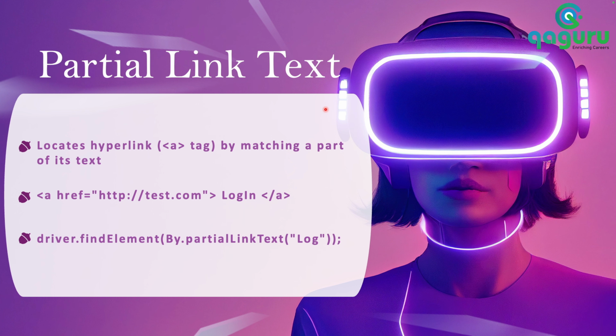Partial link text locating strategy locates hyperlinks by matching a part of its text. Suppose you have a hyperlink element with the link text as login. Okay, so you can use the locator By.partialLinkText and instead of specifying the complete link text, you can specify a part of the link text. Say for example, a log.